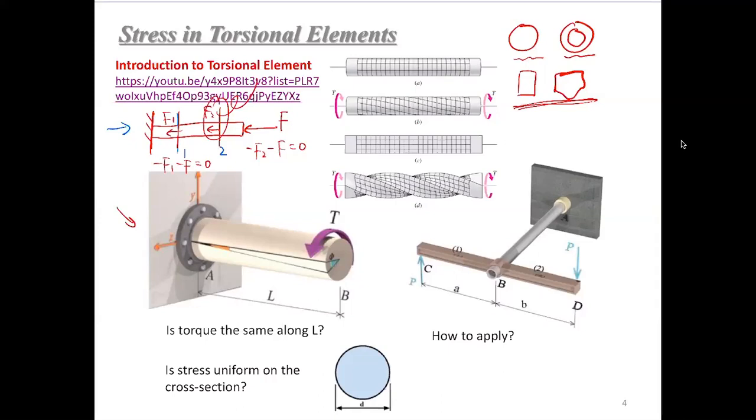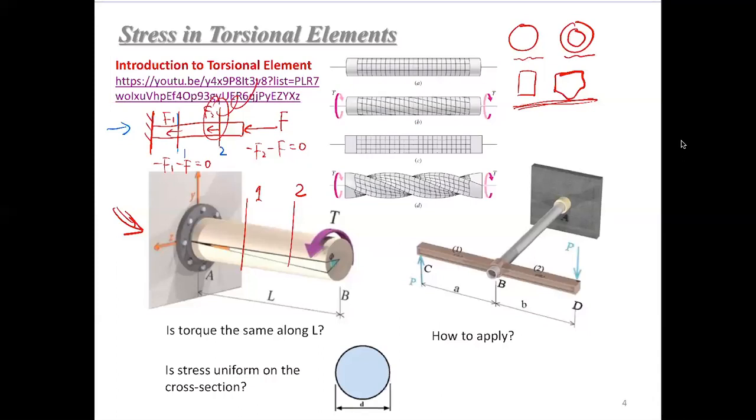So let me ask you the second question. Look at this torsional element, this shaft shown here. The left end A is fixed and you add a torque at point B. If we cut it at location 1 and location 2, do you think the internal torques in this case are the same? Yes. Okay, good.